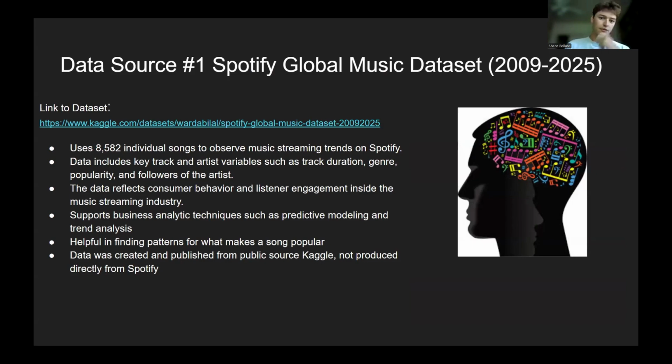Our first dataset was our Spotify Global Music dataset. It's from 2009 to 2025 and uses 8,582 songs to observe music streaming trends on Spotify. The data includes key track and artist variables such as track duration, genre, popularity, and the followers of each artist. The data reflects consumer behavior and listener engagement inside the music streaming industry. It supports business analytic techniques like predictive modeling and trend analysis. It's very useful in finding patterns as to what makes a song more popular than others. And the data was created and published on a public source called Kaggle.